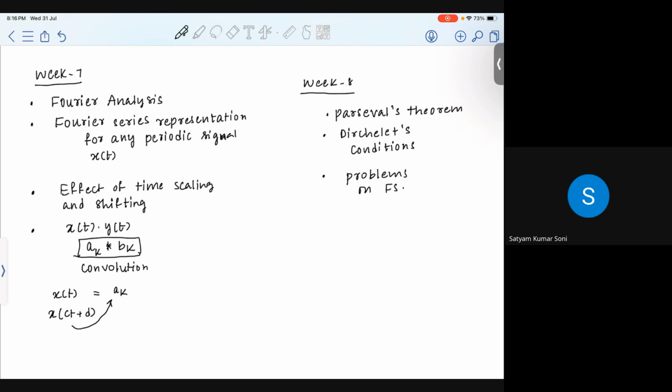Ma'am, could you brief the week 8 contents like Parseval's theorem and all? Parseval's theorem and Dirichlet's conditions, right? Yes, we can do that. Is the week 8 assignment deadline over, or is it still running? Today, ma'am. Today is the deadline for the assignment. I hope everybody is okay with your assignment, right? Yeah.